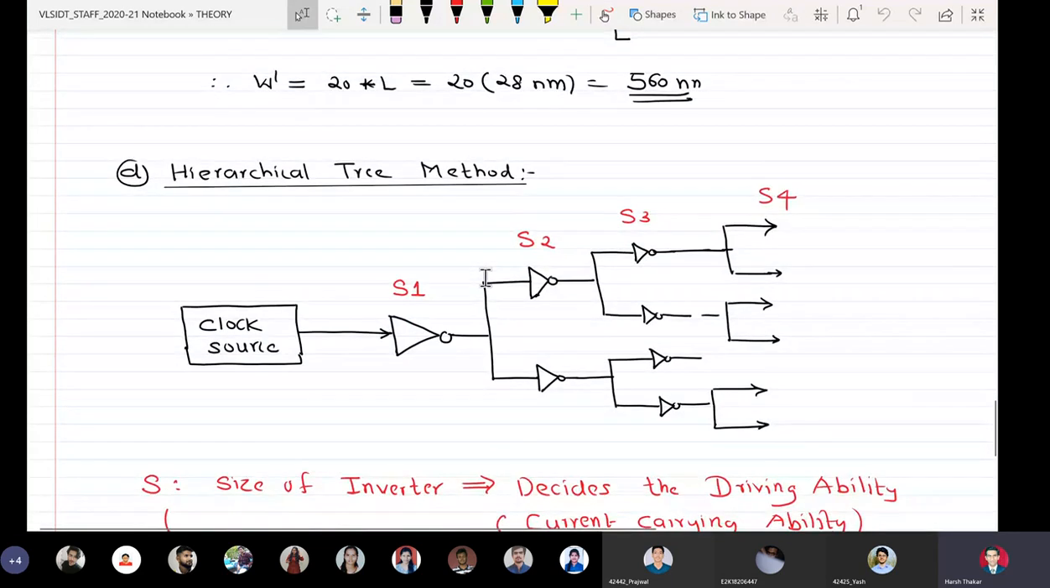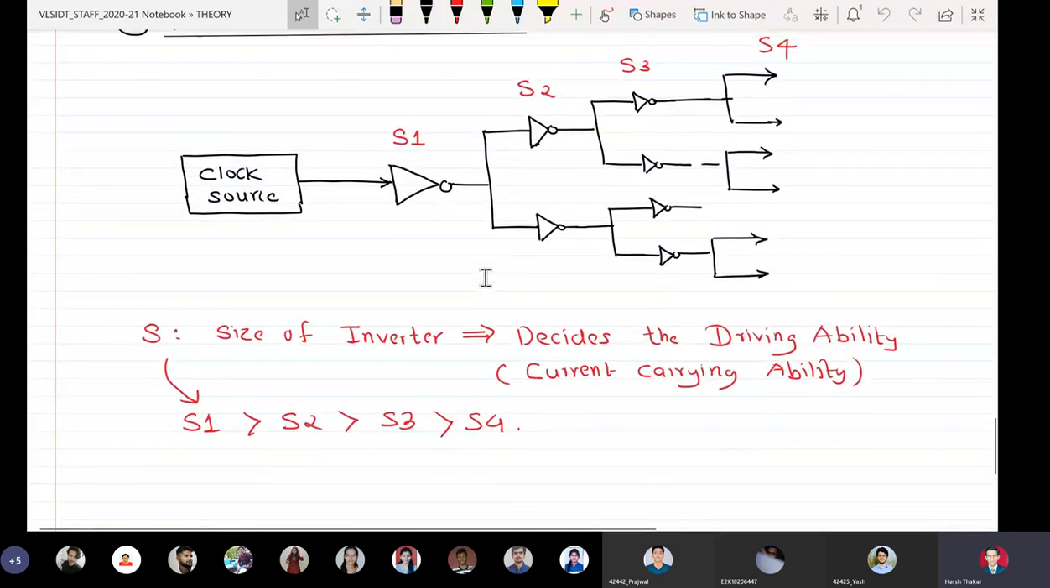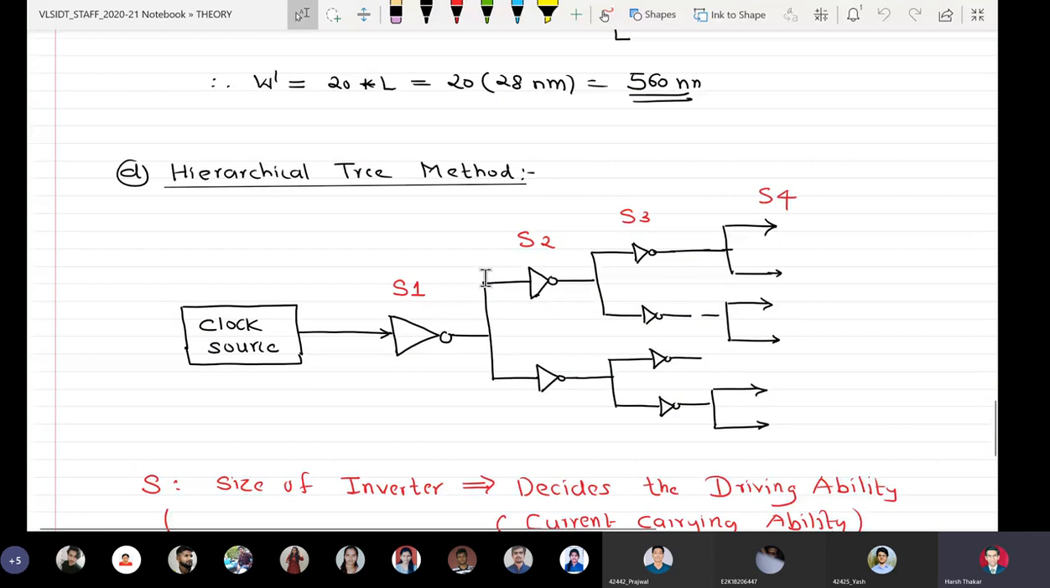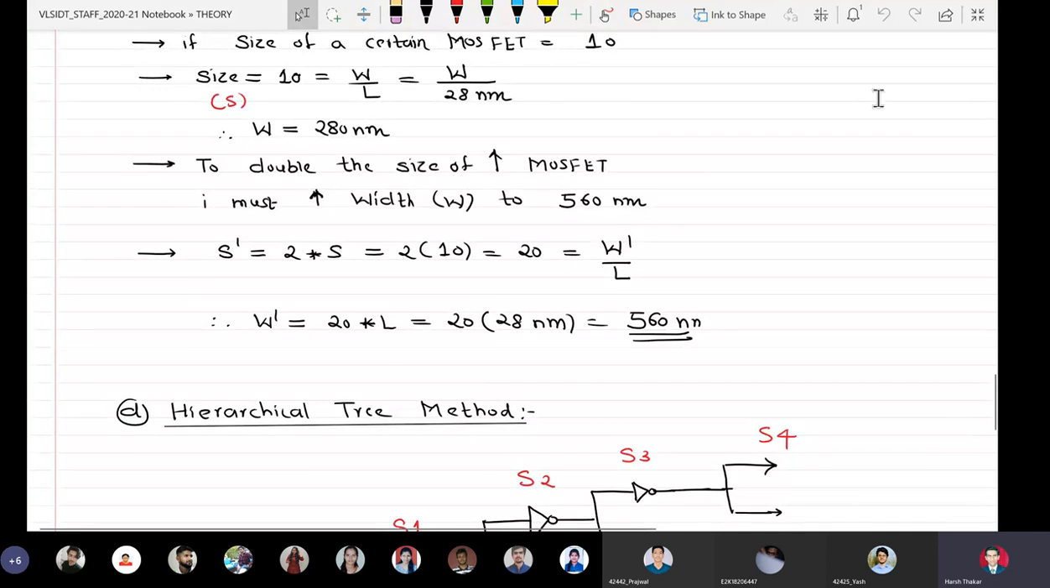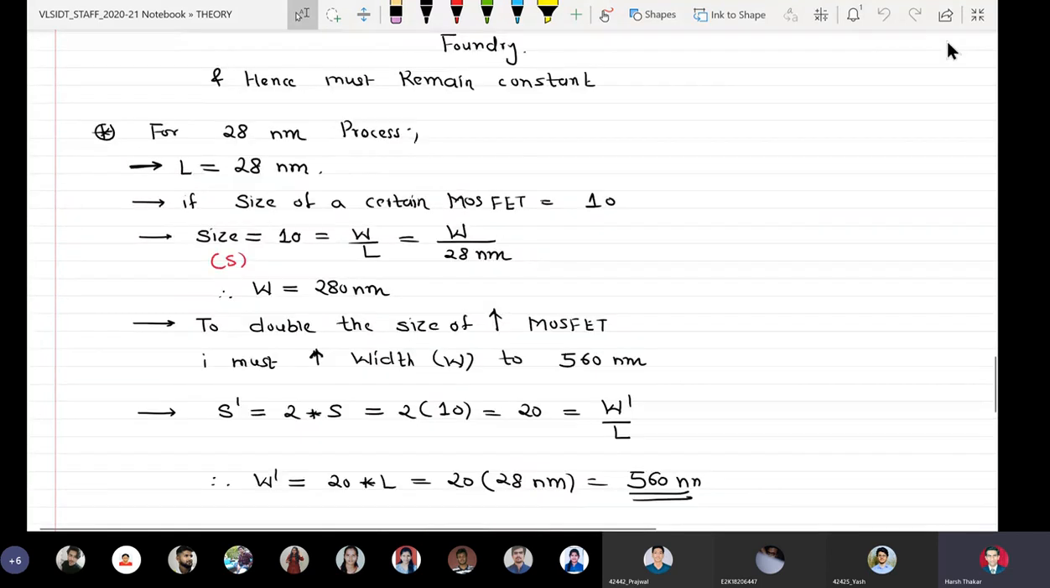And then with the hierarchical tree method, we said that according to the size of the load to be driven, the current carrying ability of the MOSFET stage can be controlled by simply changing the W by L ratio. So this was the discussion last time.